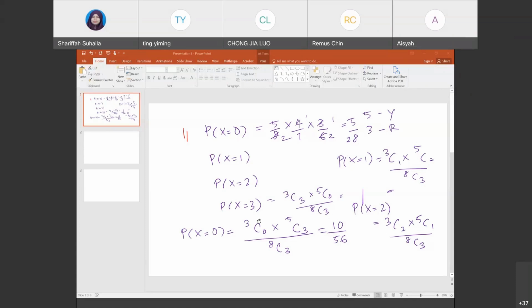Either put it in fraction or you can also solve using decimal point, either one. So again, that one is for the first part. So just find the probability.